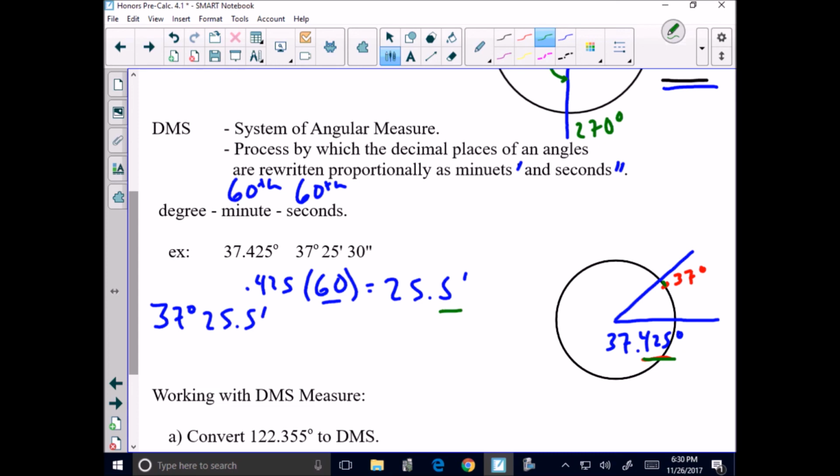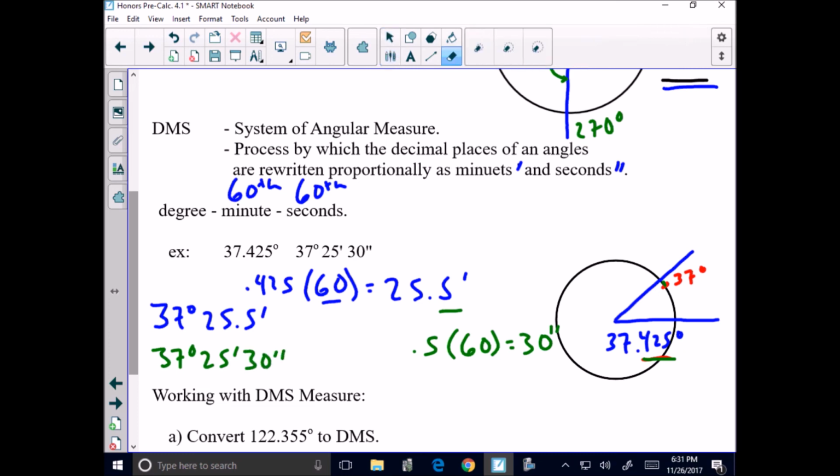Now what we're going to do next is take that 0.5 minutes and convert it into seconds. And this is going to be even a little bit more intuitive, because 0.5 times 60 is clearly going to be 30 seconds, right? And 30 seconds is clearly half a minute. So right here, in the end, what we end up with in degrees, minutes, seconds is 37 degrees, 25 minutes, and 30 seconds.